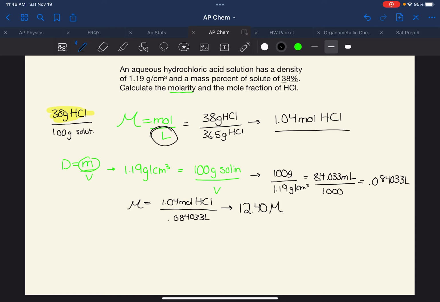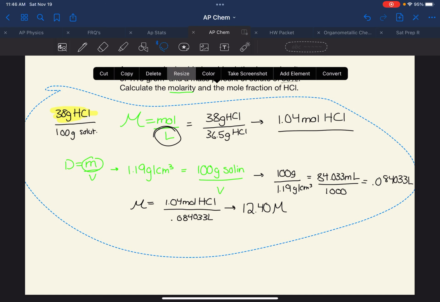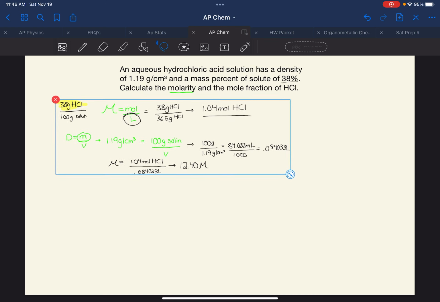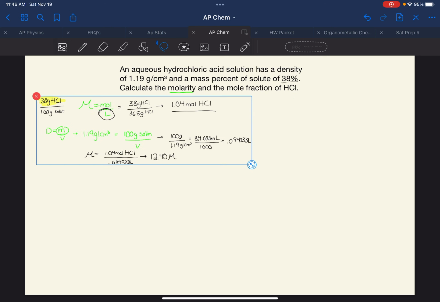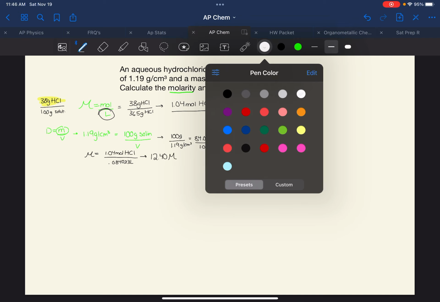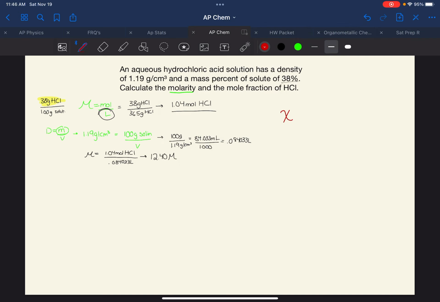Now, we have to solve for the mole fraction. Okay, I'm going to make this a little smaller so I can make room for the mole fraction. Now, the mole fraction has a specified formula. I'm going to put moles of A over, I'm just going to assume there's two components in here. This is how I like to think of it, mole A plus mole B, and it applies here because we have water and hydrochloric acid.